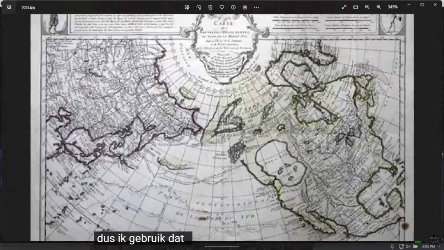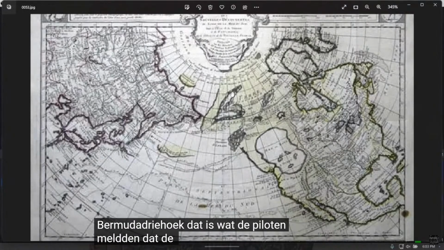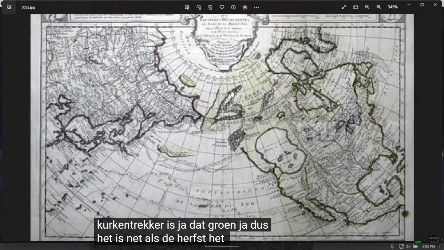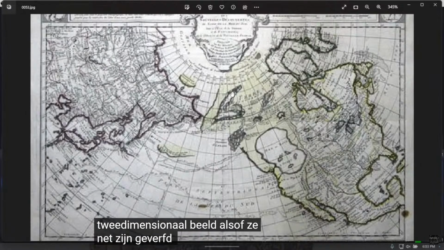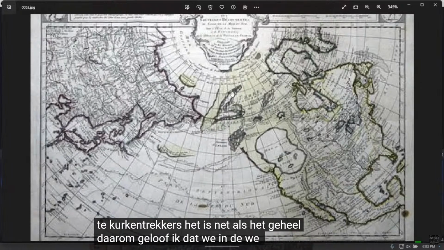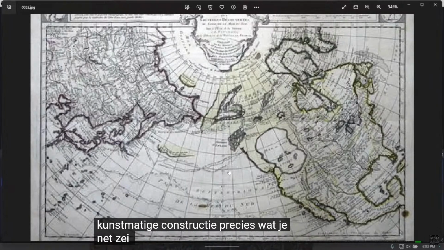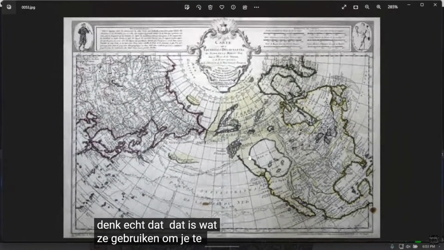So here's that steel plate. You know, the Bermuda Triangle, that's what the pilots were reporting, that the sky is corkscrewing. Yeah, that green fog. It's like the clouds all of a sudden break off into a two-dimensional picture, like they're just painted, and they just start corkscrewing. That's why I believe we're in a simulacrum. We're in an artificial construct. Yeah, exactly what you just said. The vortex is corkscrewing. I really do think that's what they're using to jump.